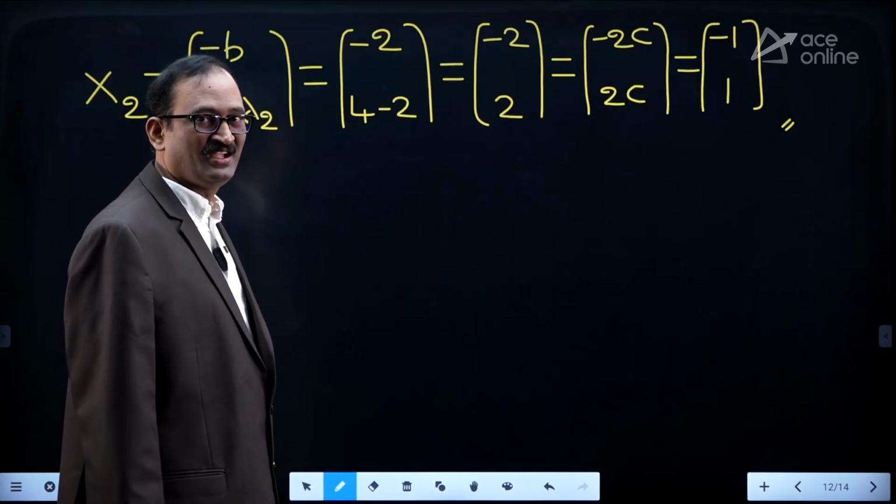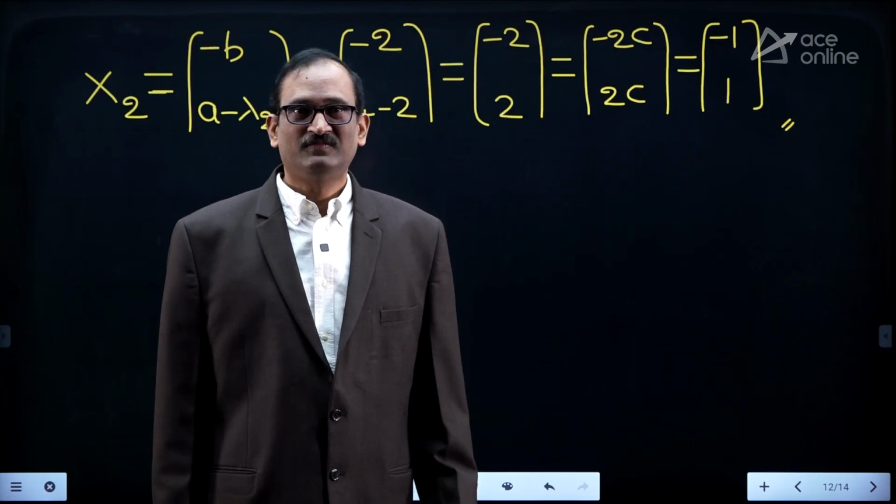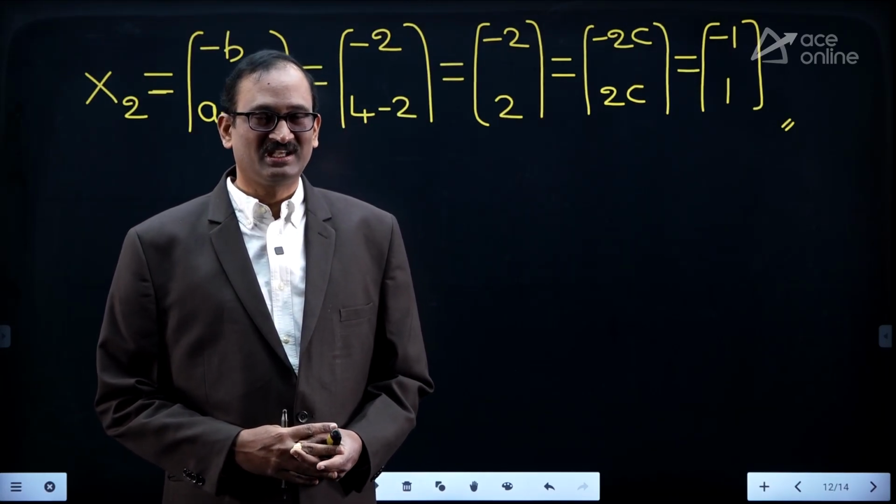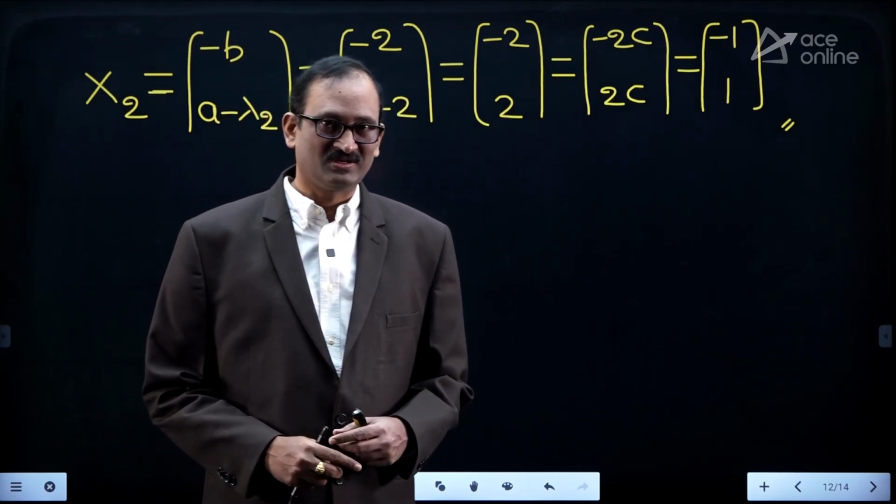So this is the way for 2 by 2. For 3 by 3 and higher order, how to find eigenvalues and eigenvectors, we will see. After this we will start calculus then.